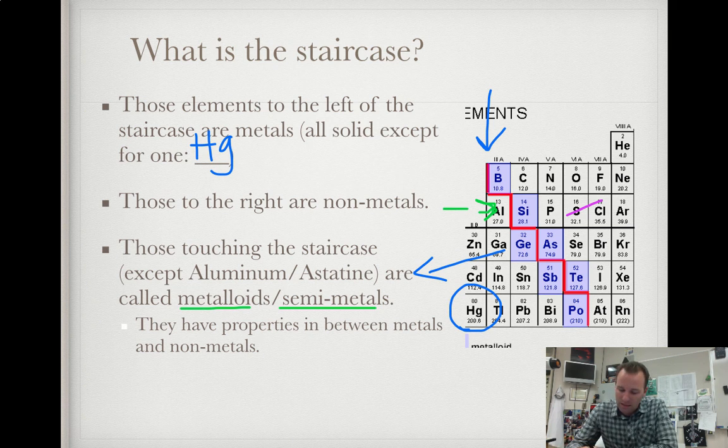Okay, but everything else that's touching with at least one side on the staircase, those are metalloids, and they share properties with metals and nonmetals. You know how metals are shiny and usually they're flexible, bendable. You can hammer them out into sheets. Things on the right hand side are usually gases at room temperature, or they're very brittle, crystals, things like that.